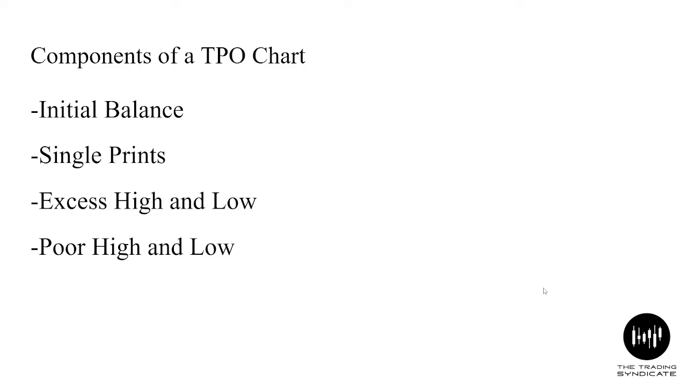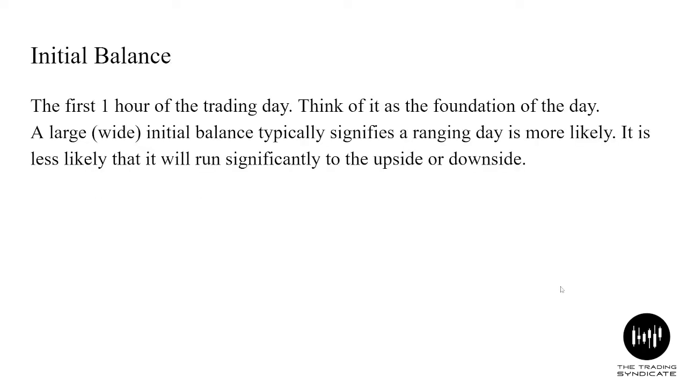Components of a TPO chart: initial balance, single prints, excess high and low, poor high and low. Initial balance, the first 1 hour of the trading day. Think of initial balance as the foundation of the day. A large or wide initial balance typically signifies a ranging day is more likely. It is less likely that it will run significantly to the upside or downside.